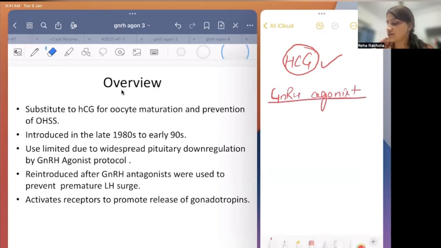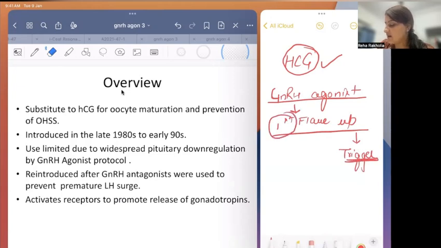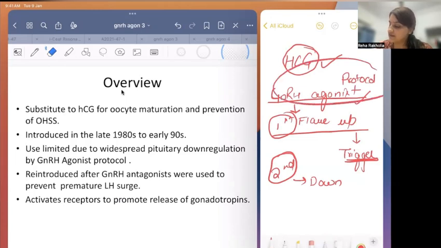GnRH agonist first causes a flare-up effect, which is essential for triggering. If we have to trigger, we need a flare-up effect. And secondly, after some time it causes down regulation of the pituitary when we are using the GnRH agonist protocol. Then we cannot use GnRH agonist as a trigger because it's already down regulated.